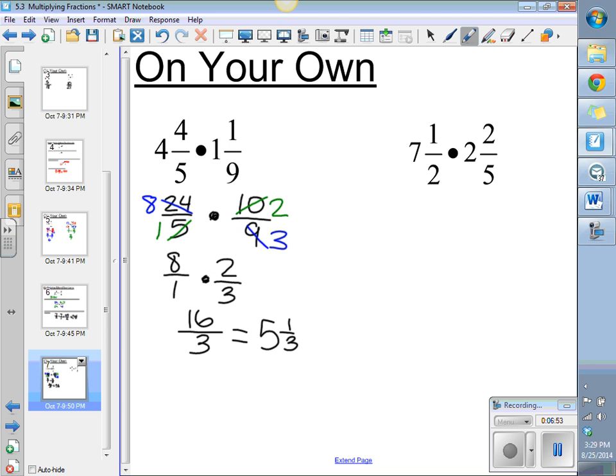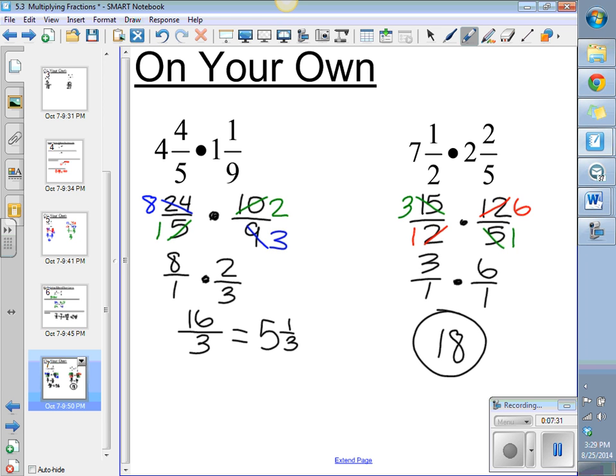Okay, and the next one, 7 times 2 plus 1 is 15 over 2, times 2 times 5 plus 2 is 12 over 5. And again, we do our cross canceling. 2 and 12 both have a 2 in common. And 5 and 15 have a 5 in common. So we are left with 3 over 1 times 6 over 1, giving us 18 as our final answer.